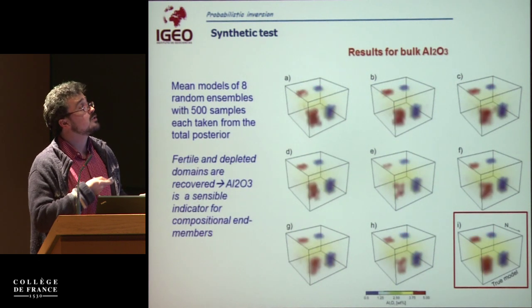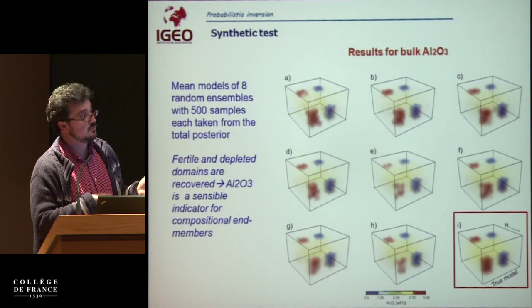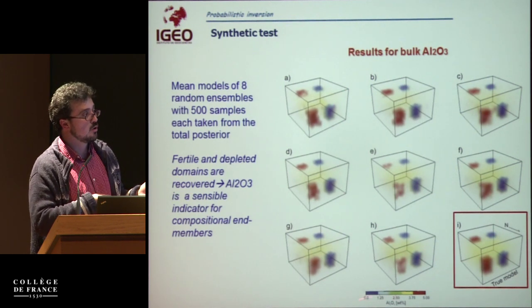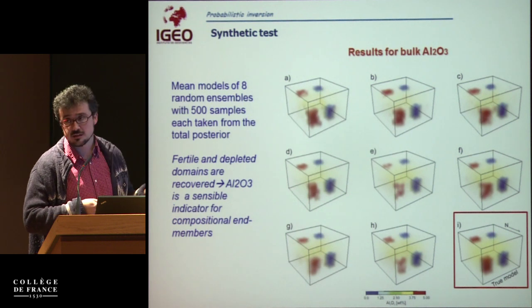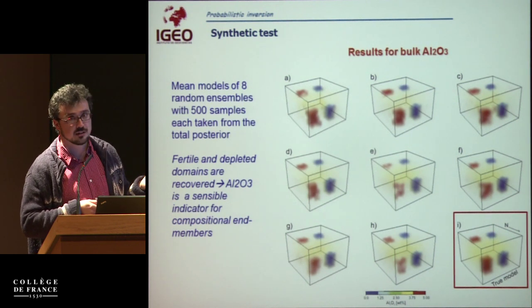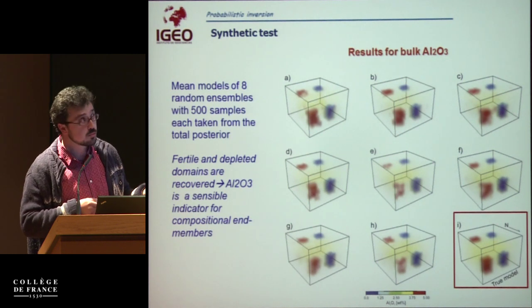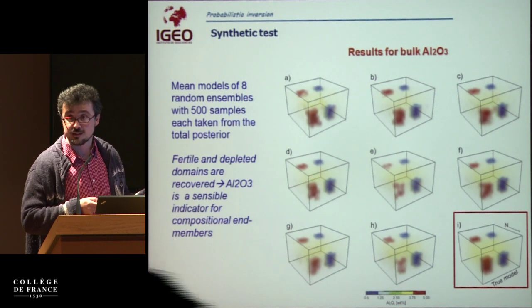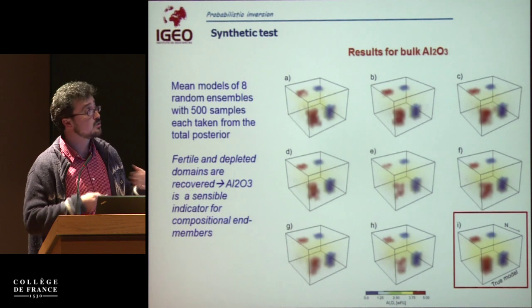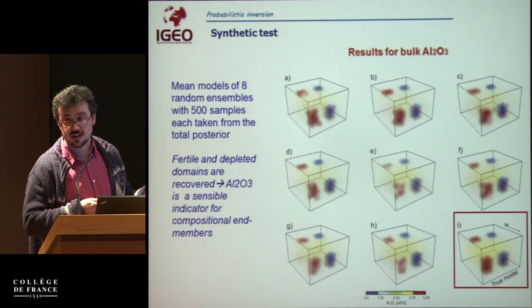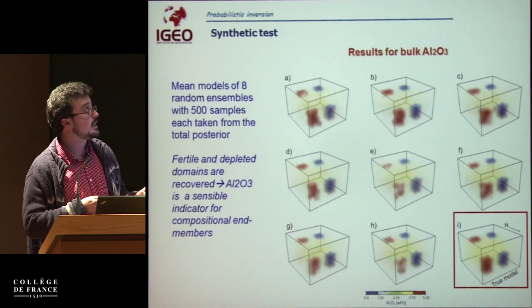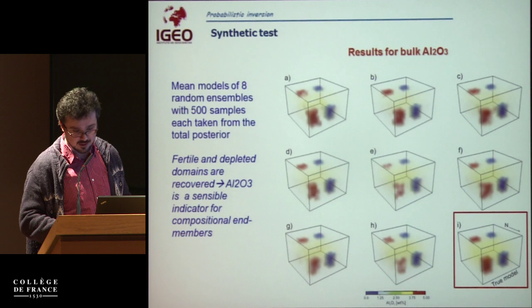Finally, for the aluminum oxide, things are a little bit better. And here we do recover the depleted ones, the blue ones here, with low aluminum oxide content, but also to some extent the fertile ones. And this is essentially because aluminum oxide controls the amount and the composition of garnet, and garnet is the fastest, densest, and most conductive phase, electrically speaking, in the upper mantle. So it has a great impact on the geophysical observables. What that means is that from what we see from this test, aluminum oxide actually could be a better indicator for compositional anomalies than magnesium number, for instance.